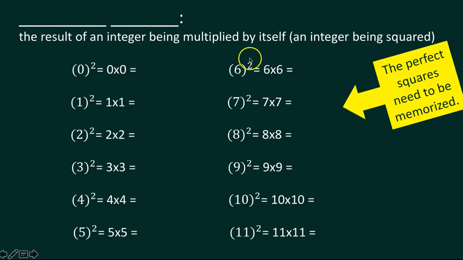All right, here's the definition again. I hope you remember the terminology, and go ahead and fill this in on Kami. Perfect square. The perfect square is the result, or you could say the product, of an integer being multiplied by itself. Remember, the result of a multiplication problem is called a product.